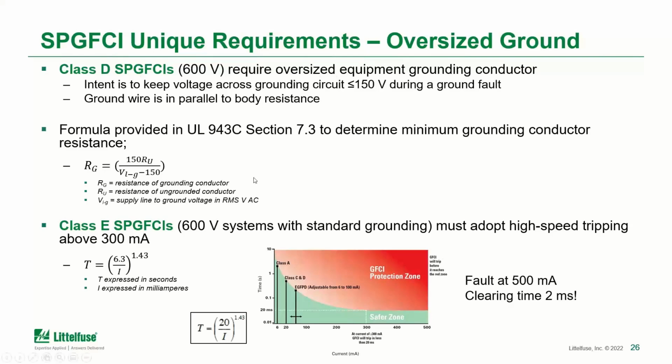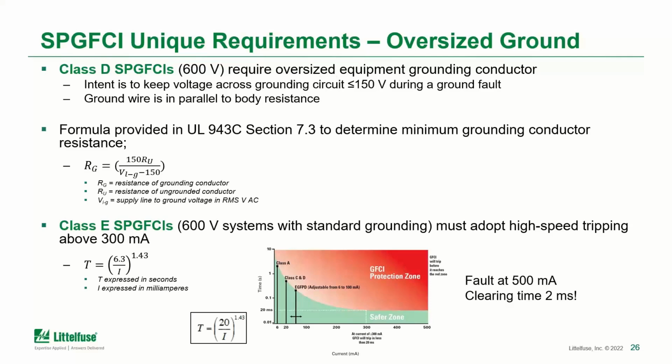So what does the standard say? UL 943C gives you a formula to calculate that resistance of the grounding conductor, and Appendix A goes through an example. I think it's just important to mention it, but we're not going to go through a full example here today. And finally, Class E, special purpose GFCIs, have one additional requirement of their own.